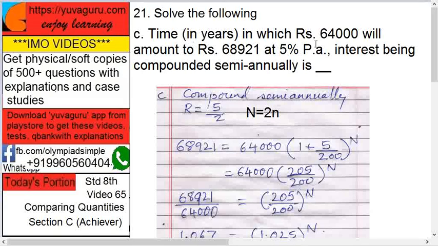We will consider the time as small n. Now, since it is semi-annually, R is divided by 2 and N is multiplied by the same number, so it should be 2n, 2 into small n. So instead of writing 2n everywhere, raised to 2n, we will write capital N equals 2 into small n. So now we will be using capital N up to the end.